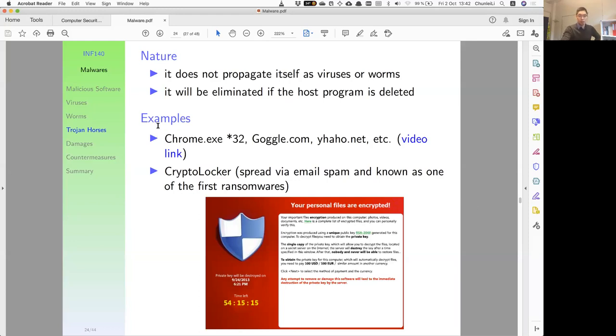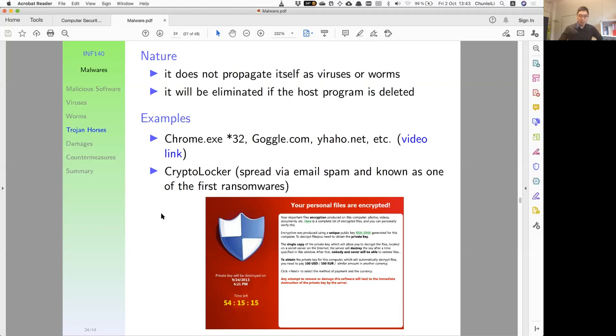Here I have some examples which appear to be useful. And here is this cron.exe with some extra suffix. This is a typical example of a Trojan horse. And also some of these web pages are phishing web pages. Like in the video before, you see this google.com, and also this Yahoo.